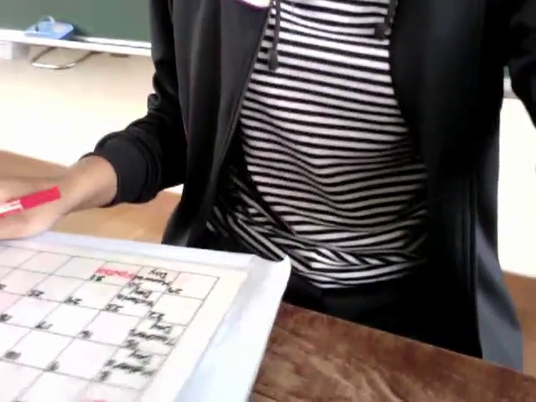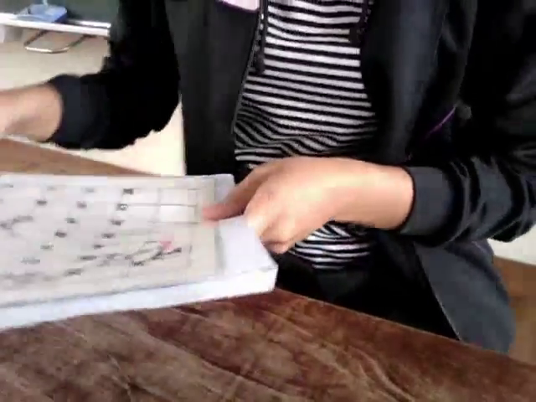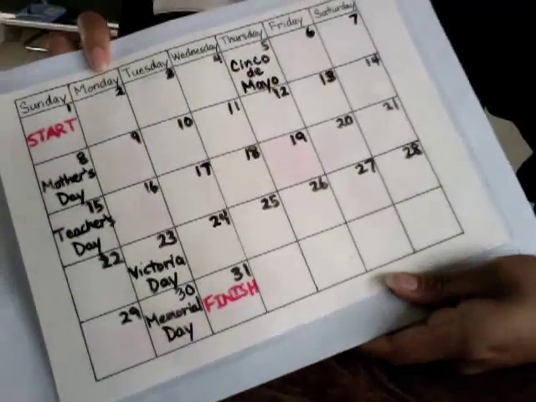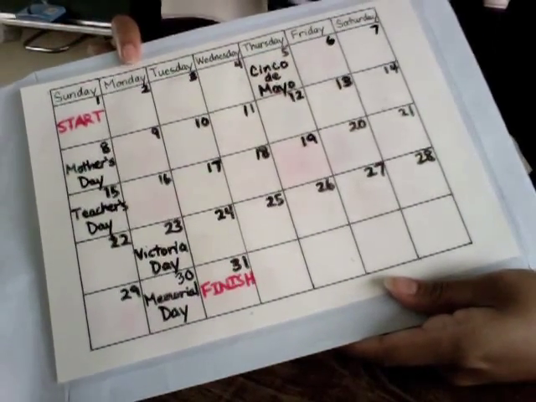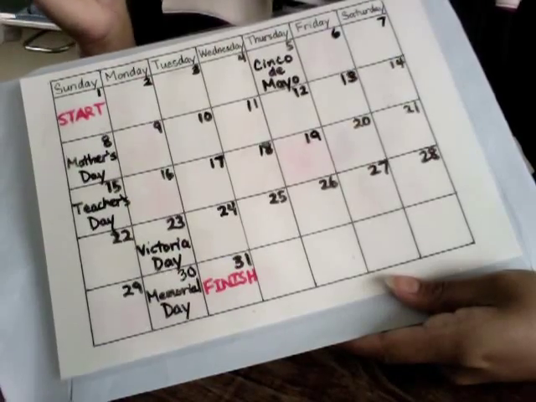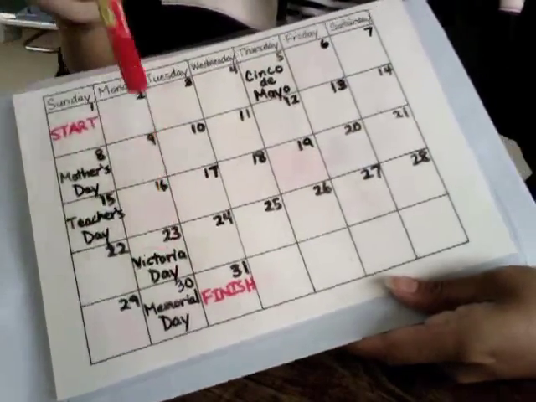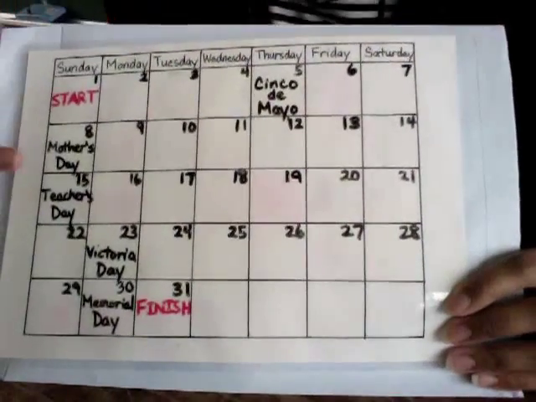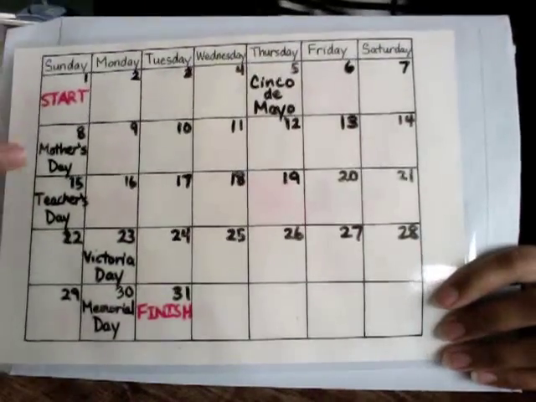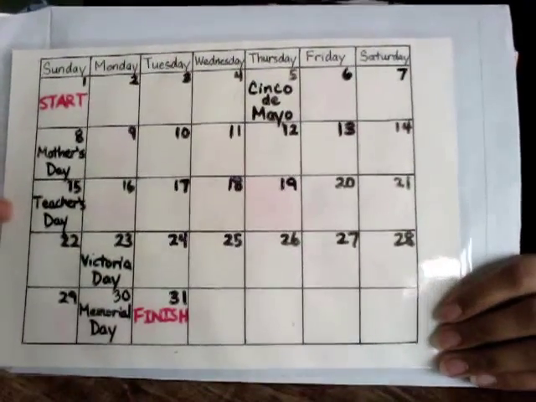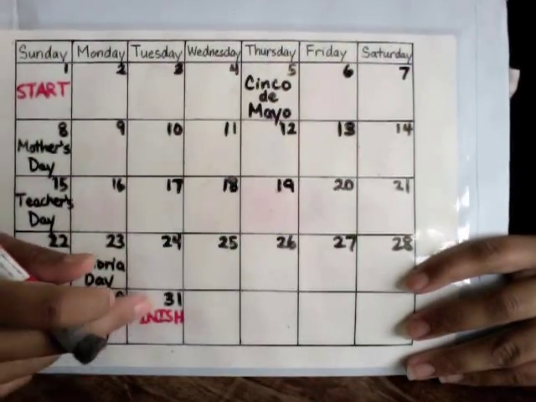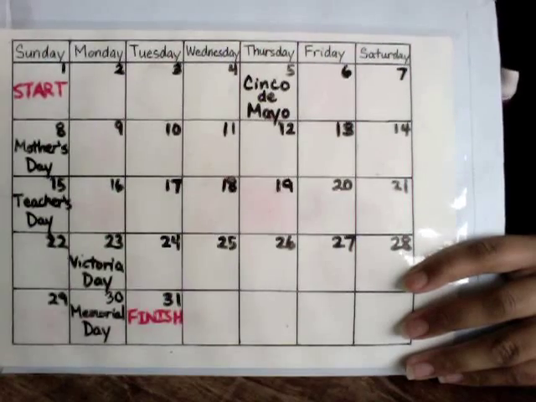Now, first, I will just move the camera a little bit down and show you what this board looks like. So as you can see, it's a calendar. I used the month of May to make this calendar. Now, for the 4th graders, I did not put in holidays. So for the 4th graders, just pretend like this calendar doesn't have holidays on it. I'll explain these holidays later. So with the 4th graders, we just had 1st through 31st. 1st is start, 31st is finish.